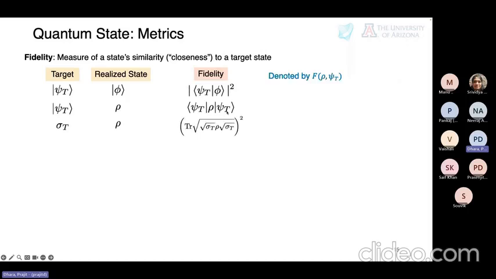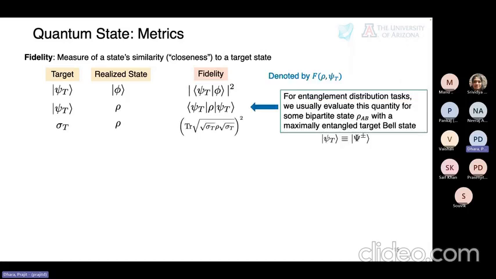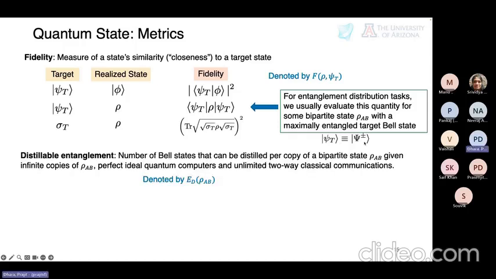You generally denote this by the symbol F(rho, psi_T), and for most quantum communication protocols, you will evaluate this quantity for some general bipartite state rho_AB that your protocol generates, with the target Bell state psi plus or minus, or what have you. On the information theoretic end, however, fidelity is only good when your fidelity is close to one. Fidelity being not close to one doesn't mean anything. If your fidelity is close to 50%, even classically correlated states have fidelity 50% with your Bell states. So going away from a fidelity of one more and more means less about your entanglement quantity.